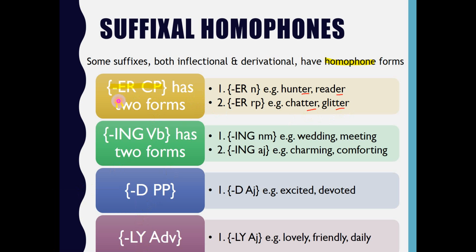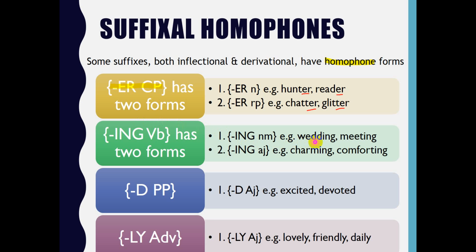The inflectional is comparative, while the derivational can be marking a noun, a person who, and marking repetition. The examples are chatter and glitter. The second one is the ing form, verb ing, present participle. We have the present participle in the inflectional. However, there is also ing in derivational, ing to mark nominal, or we usually call it gerund.